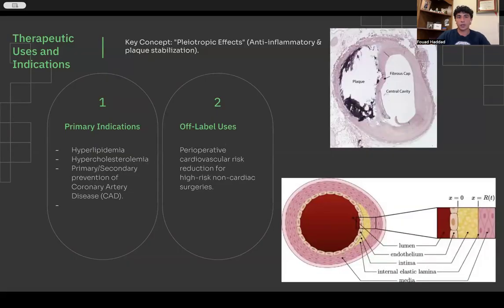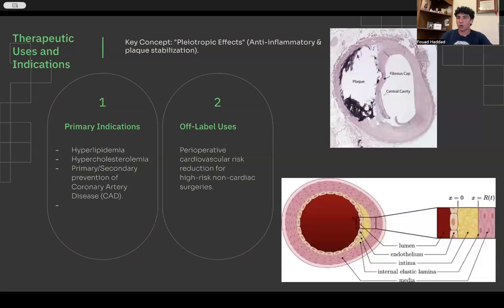Moving on to therapeutic uses and indications, it's very easy to understand. The primary medical conditions these drugs are prescribed for are hyperlipidemia or hypercholesterolemia, or basically anything where there is an excess of, for example, cholesterol or something that would induce a heart attack, right? Both the primary and secondary prevention of coronary artery disease is also very common.